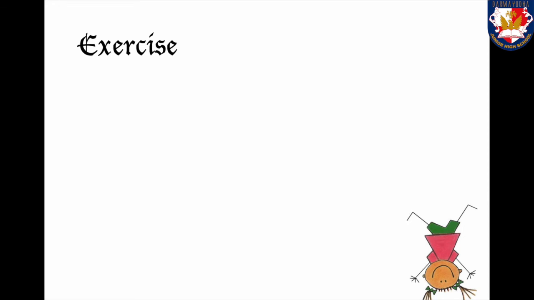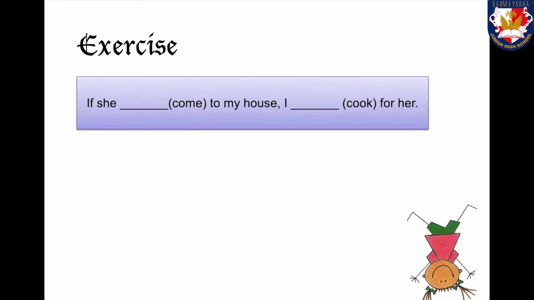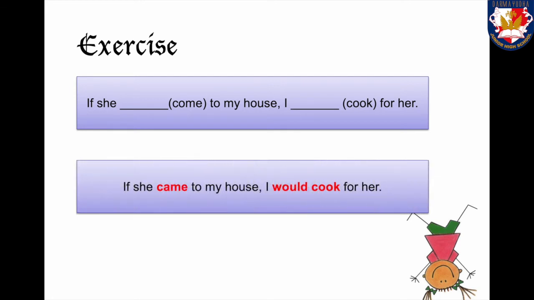Let's come to the exercise. If she blank blank blank come to my house, I blank blank blank cook for her. Remember, the first thing that you have to do is identifying the if clause in the sentence. If clause, use verb 2. Result clause, use would, verb 1. So, the answer for the first exercise is, if she came to my house, I would cook for her.